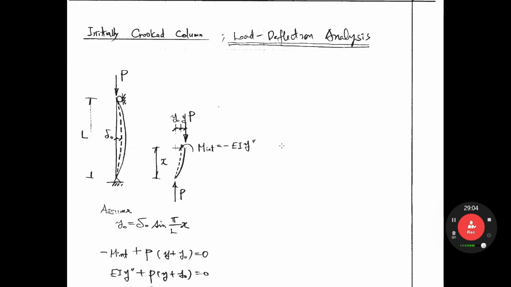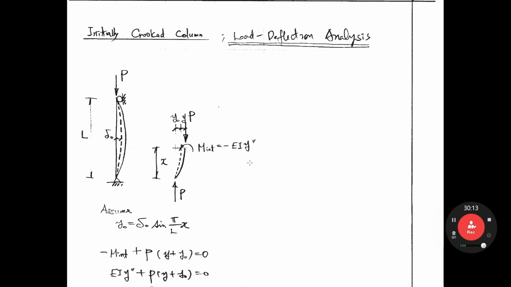Okay. The next topic is the initially crooked column. As you see, this column has the initial deformation before the actual force is applied. So we call it an initially crooked column. The maximum value is delta 0. And then if you apply the load, the displacement increases like that. So you can take out the free body diagram here. P, initial deformation y0 at this point, and then y displacement due to P. So you have M internal moment equals minus EI y2 prime.